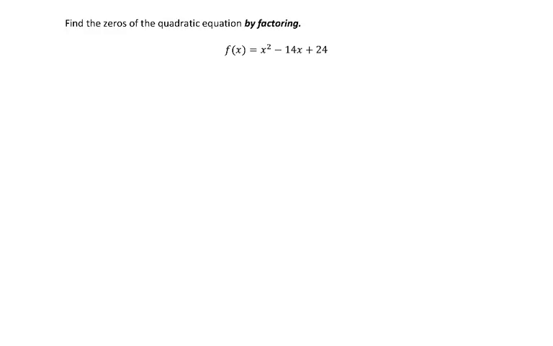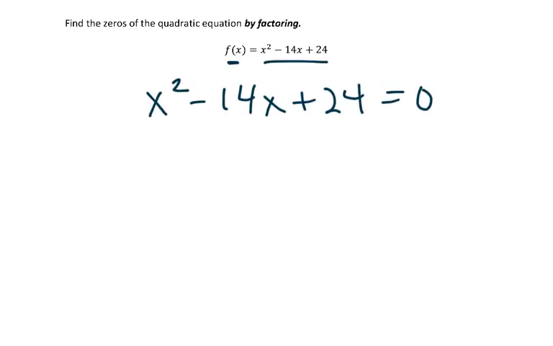Hi everyone, so for this video we're going to look at how to find zeros of a quadratic equation by factoring. Now before we can actually start the process, notice the way that this is written right now, it says f of x is equal to this. If you want to find the zeros of a quadratic equation, the first thing you need to make sure of is that it's actually set equal to 0.